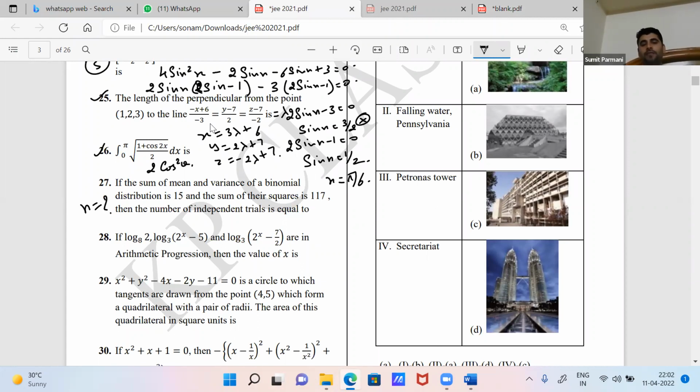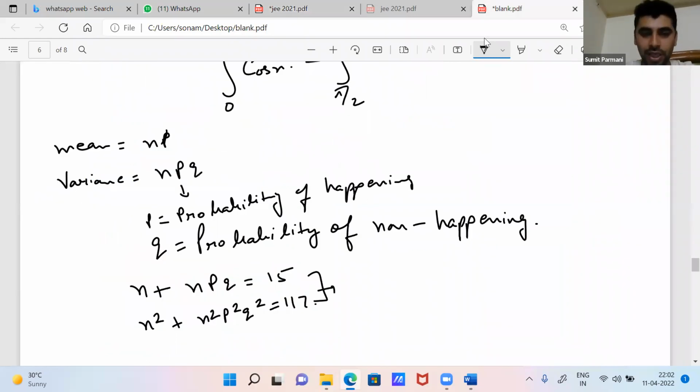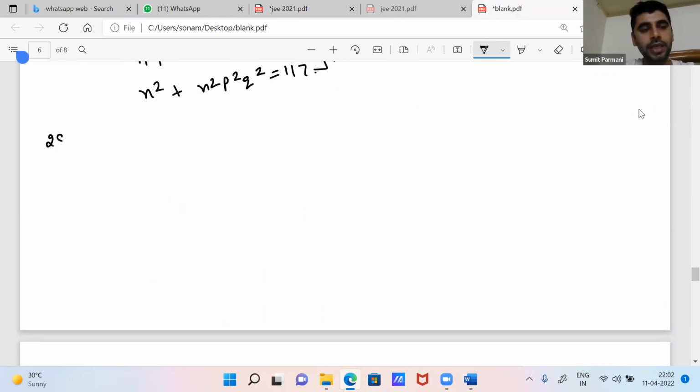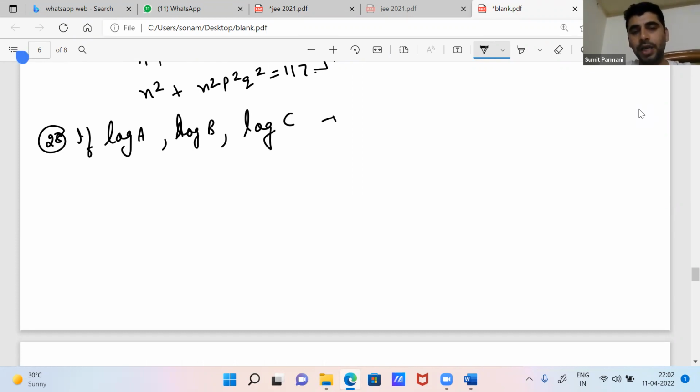28. If log 8, no, this is not 8, this is 3. If this is 8, then the question is wrong. Okay, log 3, log 3, log 3. For 28, the general concept says if log A, log B, log C, with the same base, are in AP, then A, B, C are in GP. Therefore, B square is equal to AC.